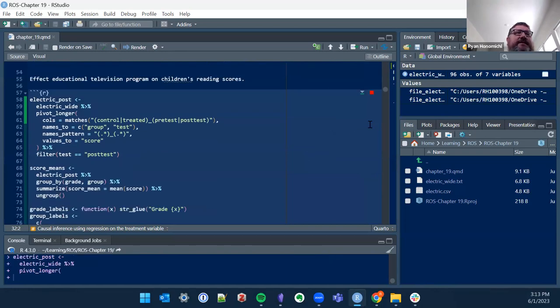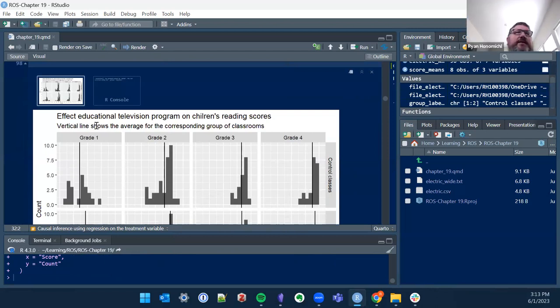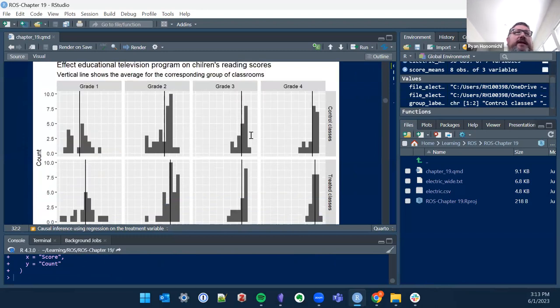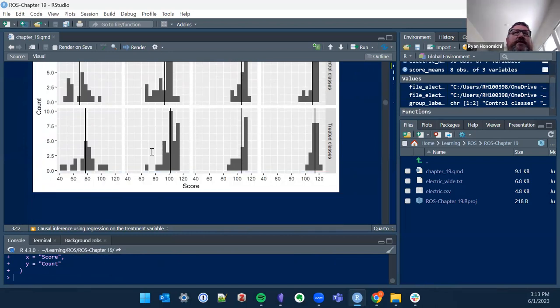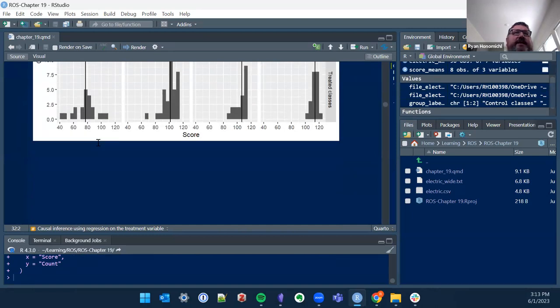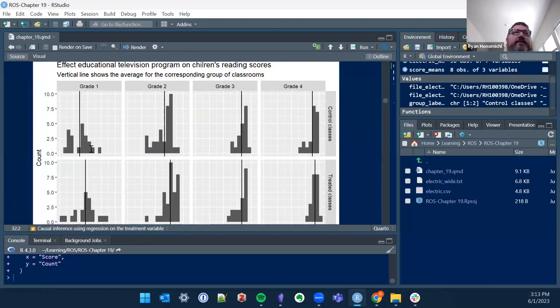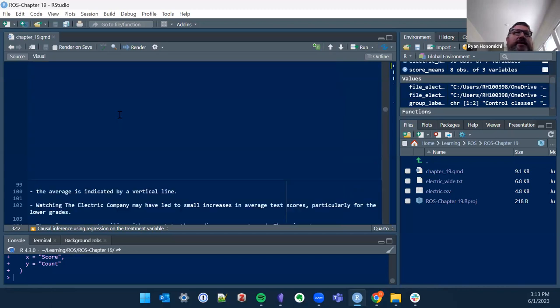I like this. This was the cool thing made in the book, where the vertical line shows the average for the corresponding group of classrooms. We can see here that these are controls and then these are treated, right? So what's the pattern? We definitely see that watching the show may have led to small increases in average test scores, particularly for lower grades. We have grades 1, 2, 3, 4 from left to right, and we're definitely seeing more stuff on the right of these lines for the earlier years.